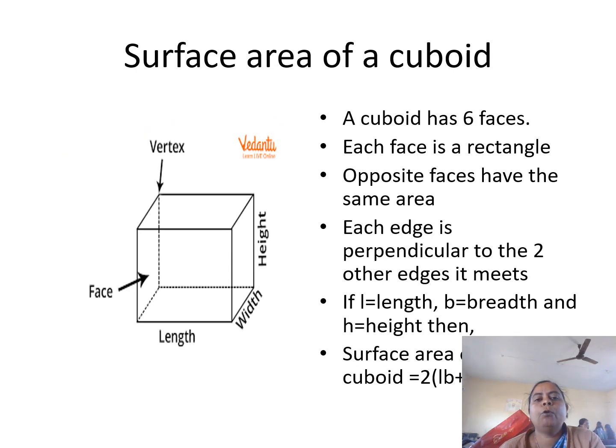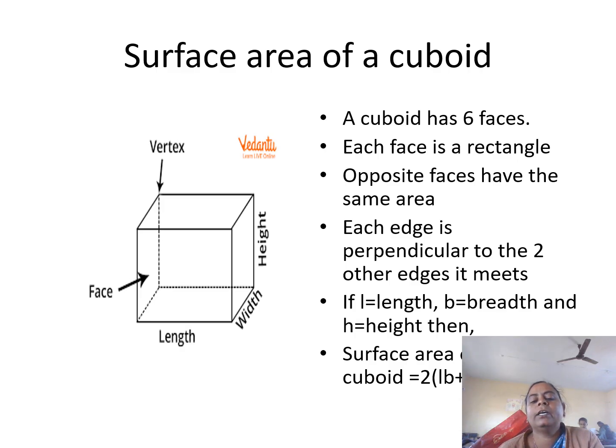Let us see how to find the surface area of a cuboid. First of all, let me tell you what you mean by cuboid. The faces of the cuboid are rectangular in shape and it has 6 faces. Opposite faces have the same area. Each edge is perpendicular to the two other edges it meets.